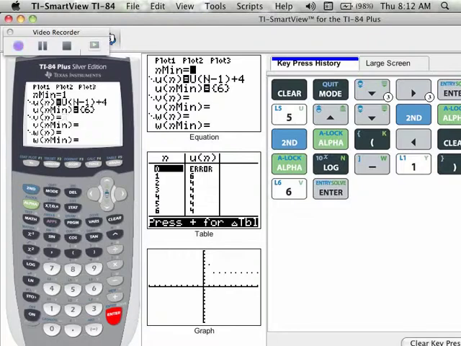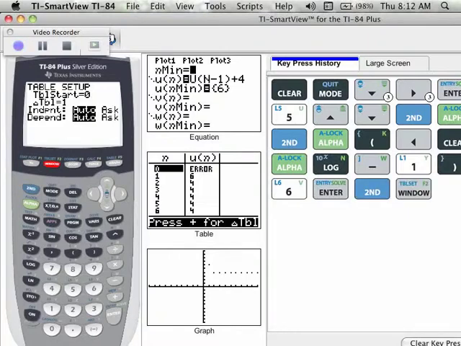Now I'm going to go to my table. Actually, I'm going to go to my table set first. I'm going to start at 1, because that's the first number. And I'm going to go up by 1 each time. Meaning I want the first number, the second number, the third number, the fourth number. Second window. Let's look at our table. Second graph.